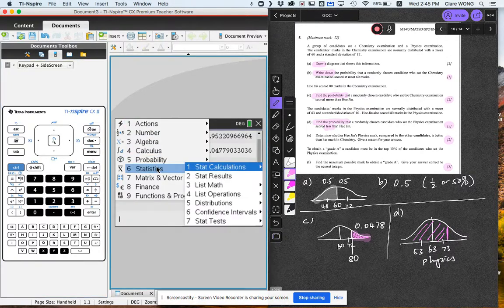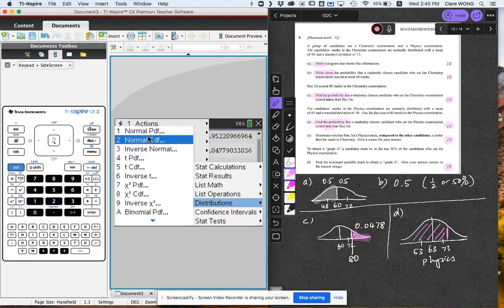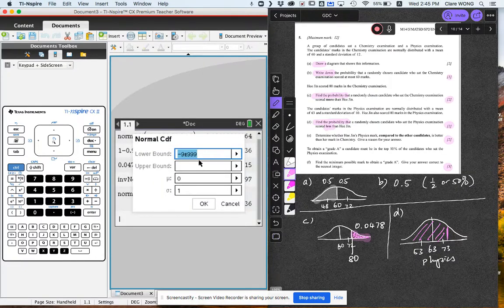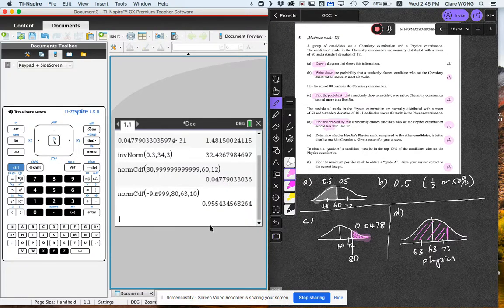Straight on to your calculator. CDF, lower bound, upper bound, mean, standard deviation. So the answer here this time is 0.955.